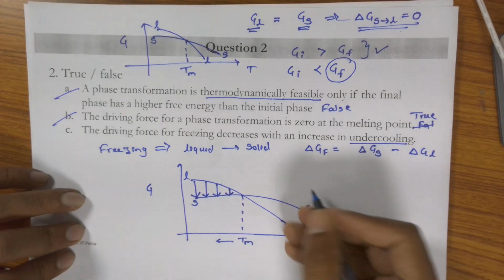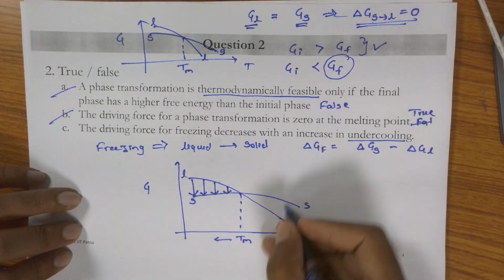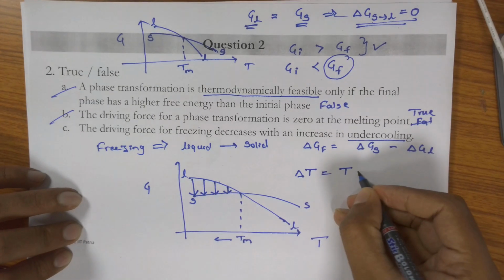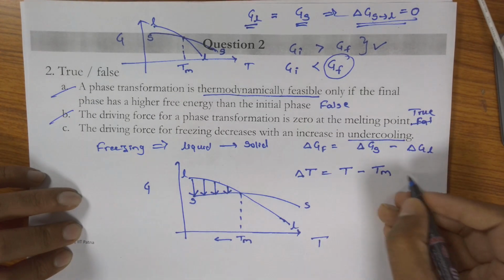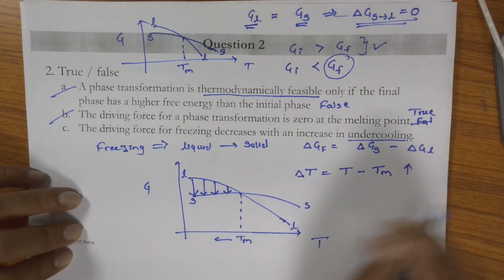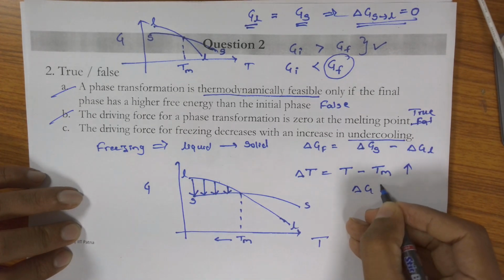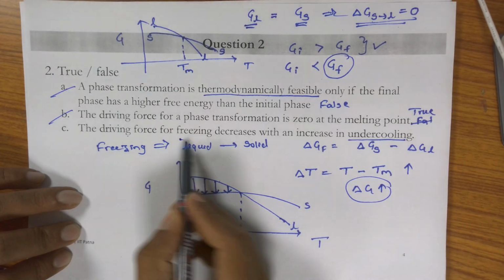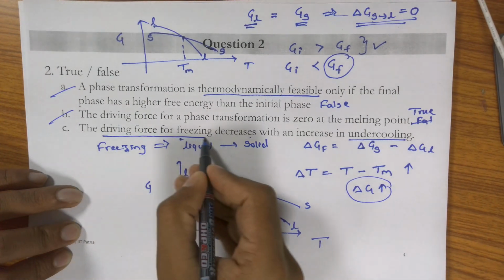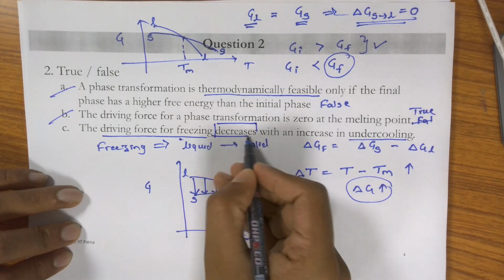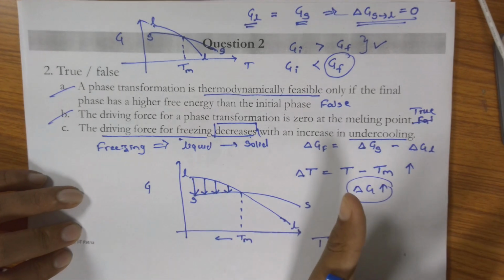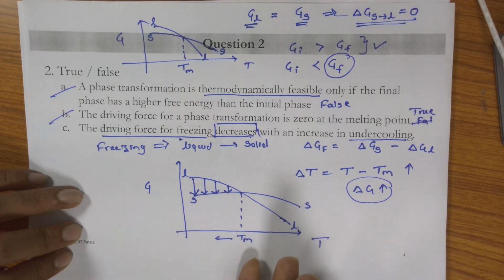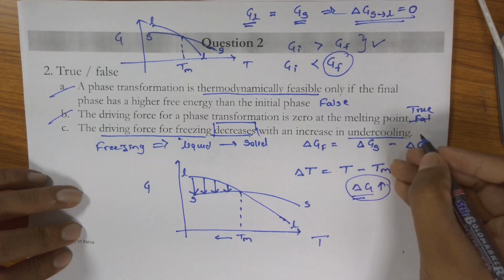So we can say that if undercooling is increasing, this delta T, which is the temperature at which transformation is occurring minus the melting point, if this is increasing, it means that the delta G will also increase. The driving force will also increase. They are telling that the driving force decreases with the increase in the undercooling, which is incorrect. With this discussion we got to know that as the undercooling keeps on increasing, the driving force, the delta G, is also increasing. So this option is false.